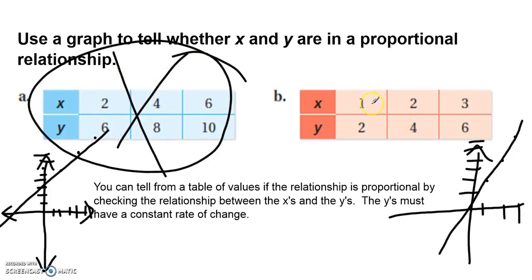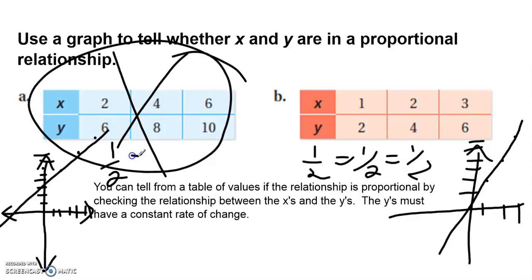Because this one, if you were to look at every single one, the first one's 1/2, and then 2 over 4 equals 1/2, and 3 over 6 equals 1/2, so that's what makes it proportional. Whereas this was 1/3, doesn't equal 1/2, doesn't equal 3/5, you know what I mean? So that's why that one's not proportional.